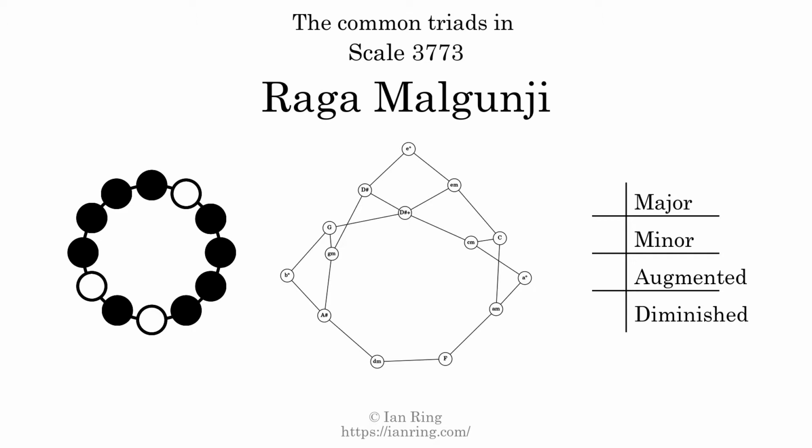The diagram in the center is a graph of parsimonious voice leading between triads. There are 5 major triads. There are 5 minor triads. There is 1 augmented triad. There are 3 diminished triads. Here is a Hamiltonian path of parsimonious voice leading that uses all the triads.